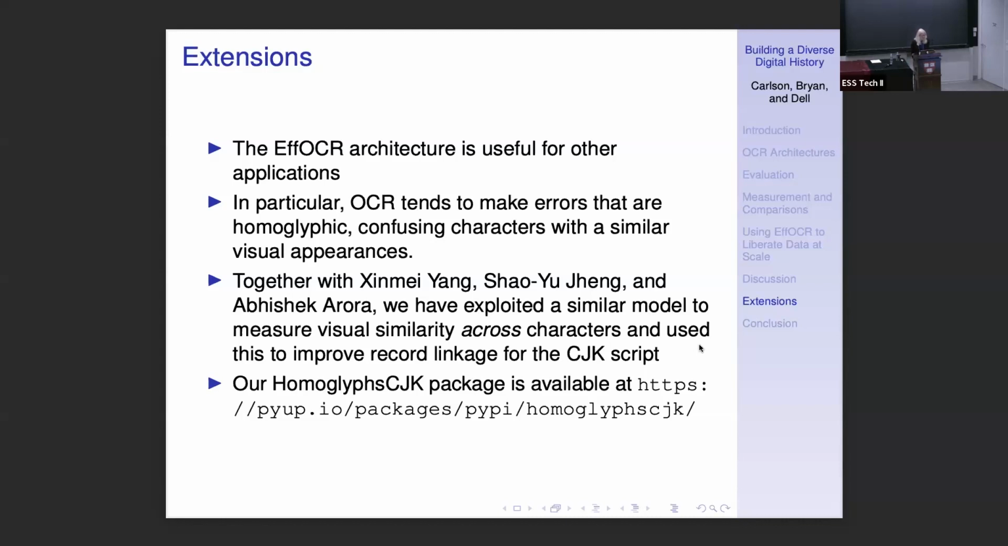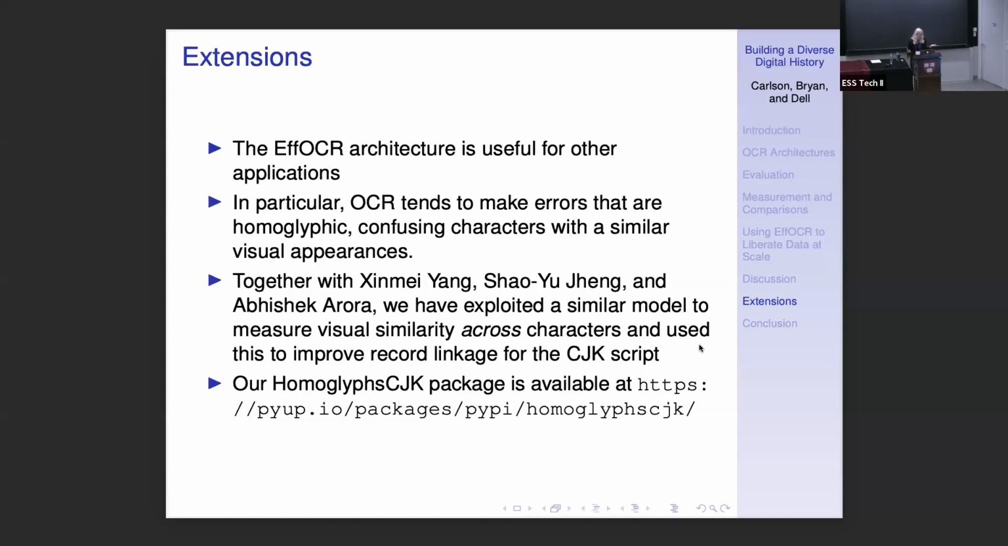Together with Xinmei Yang, who is an incoming first-year grad student at Harvard, as well as Xiaoyu Zheng and Abhishek Arora, who are two pre-docs in my lab, we have exploited a similar model to measure visual similarity across different characters and use this to improve record linkage in the CJK script. In short, you have two strings that you want to link, but they have OCR errors in them. So how do you do that? Well, if you measure the visual similarity between those two characters, we show that it greatly improves record linkage accuracy over existing methods. And it's very easy.